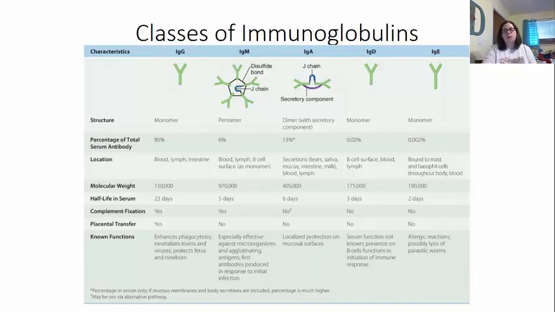IgEs are also a monomer. This is going to be also in very low amounts, but these are going to be bound to mast cells and basophils, and these are going to be culprits of allergic reactions. They also are helpful in fighting parasitic worms. The reason we know that these are associated with allergic reactions is these numbers do climb when somebody starts to have an allergic reaction and potentially go into anaphylactic shock. And so we want to keep these numbers down if that's a potential issue for that person.